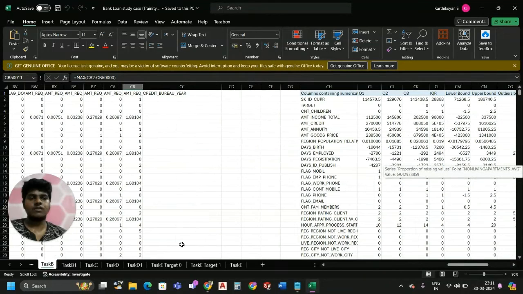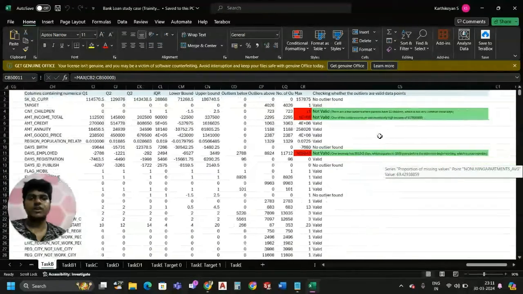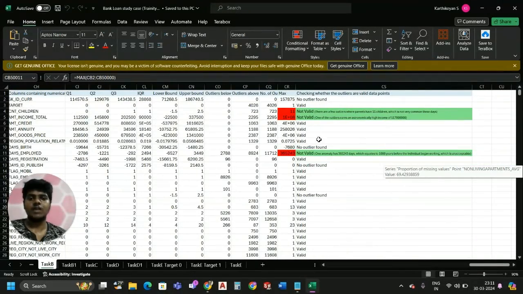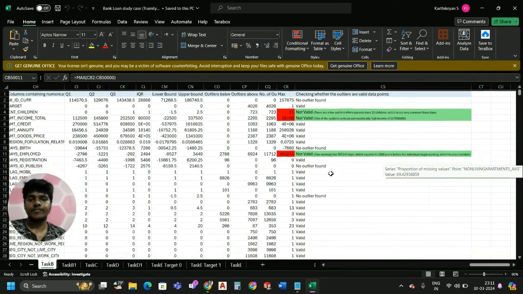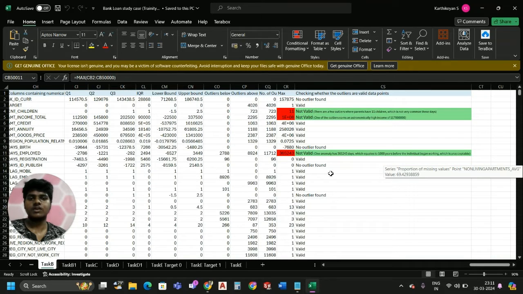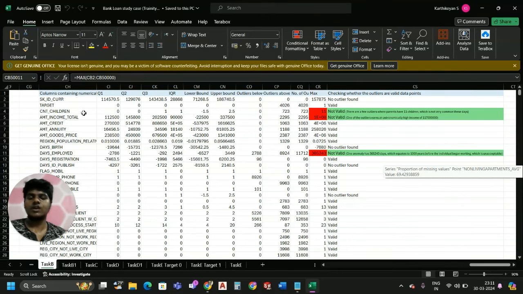After doing this, we selected all the rows and pasted them with transpose. By doing this, we came to know that several columns have valid data points, and some columns have no outliers at all. Here, the children count is not valid, because the maximum value is 11. That means a client having 11 children, which is impossible these days.